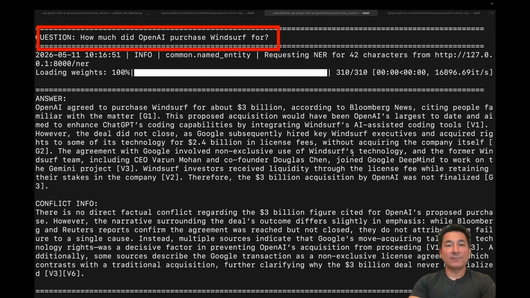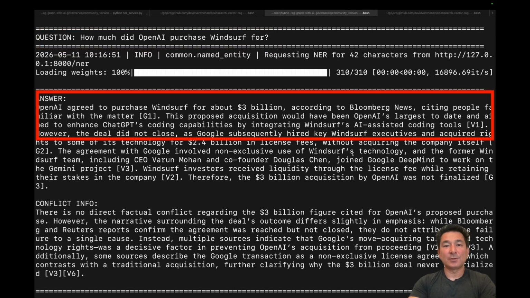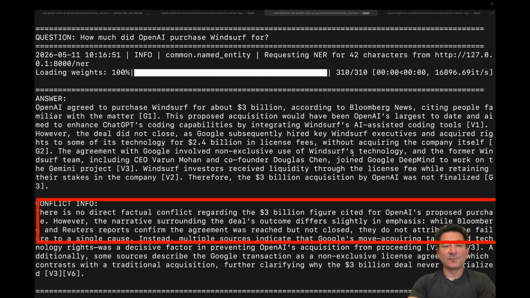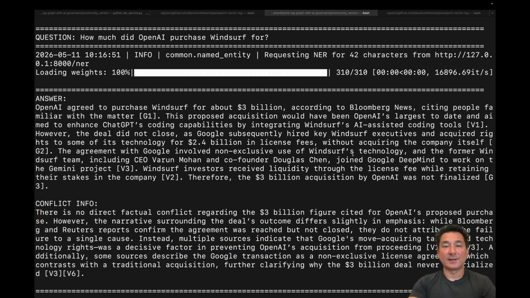As you can see here, we have the question, how much did OpenAI purchase Windsurf for? And here you can start to see the answer. OpenAI agreed to purchase Windsurf for about $3 billion, but according to Bloomberg News, citing people familiar with the matter, the proposed acquisition never happened. And you can actually see the conflicting factual information between OpenAI and what ended up happening, with Google performing the acqui-hire for talent and technology rights.